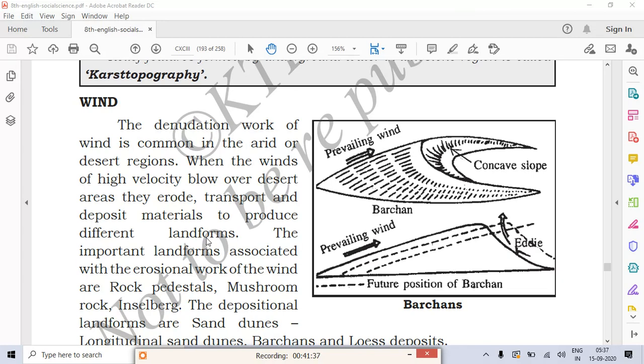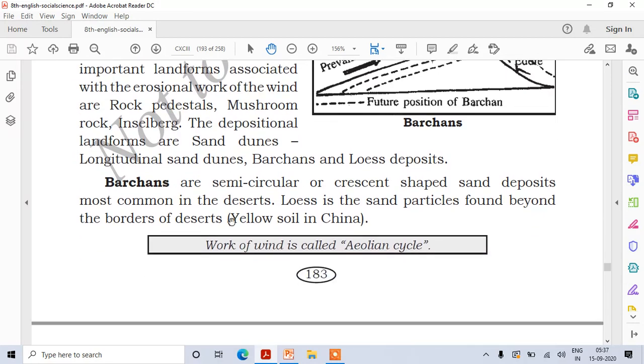So when the wind blows very fast, what do they do? They carry along with them sand and soil particles, and they form the different landforms. The important landforms associated with the erosional work of wind are rock pedestals, mushroom rocks, and inselberg. Rock pedestal, mushroom rocks, and one is your inselberg. The depositional landforms are sand dunes, longitudinal sand dunes, barchans and loess deposits.